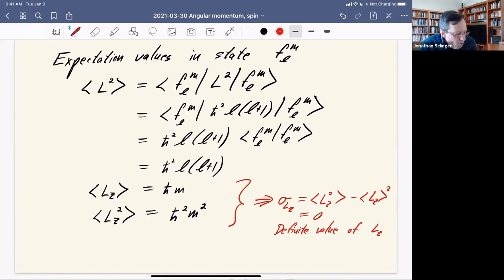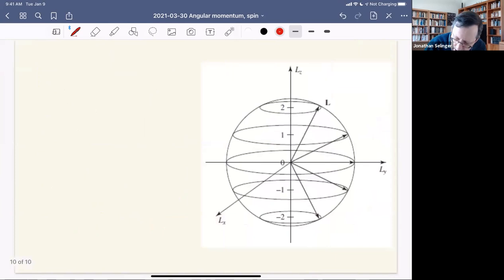Okay, what about the Lx and Ly? Well, we know the state doesn't have a definite value of Lx and Ly. It can't because there's the generalized uncertainty principle between Lx and Lz, or Ly and Lz. We can talk about the expectation value of Lx squared plus Ly squared.